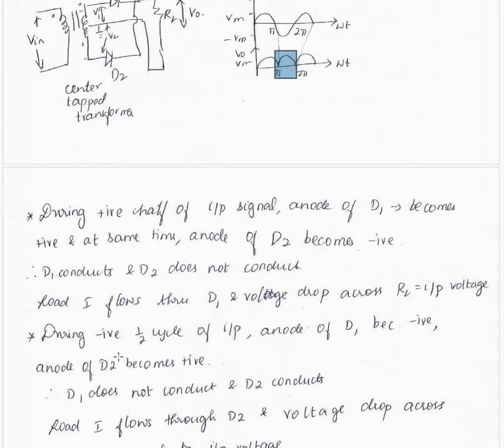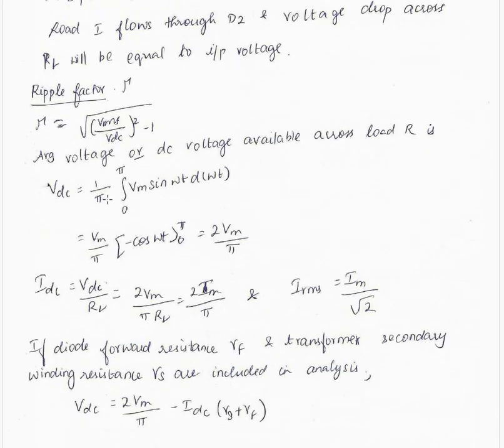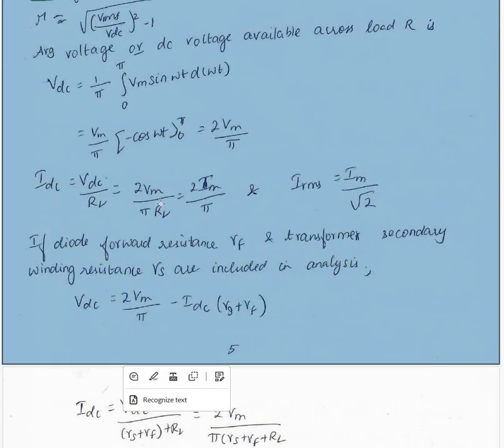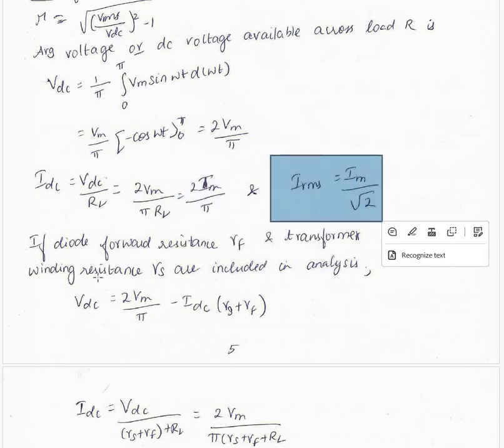So the ripple factor is root of (Vrms by Vdc) whole square minus 1, and Vdc is 1 by pi integral 0 to pi Vm sin omega t d of omega t. On integrating it becomes minus cos omega t in interval 0 to pi, so it becomes 2Vm by pi. IDC is Vdc by RL, 2Vm by pi RL or 2Im by pi, and IRMS is Im by root 2.